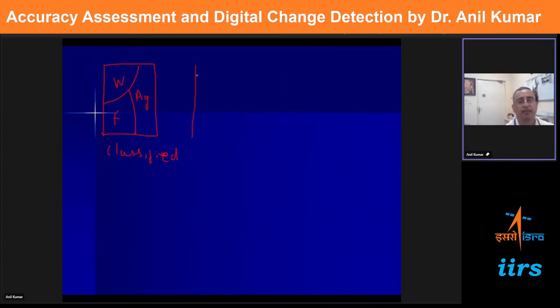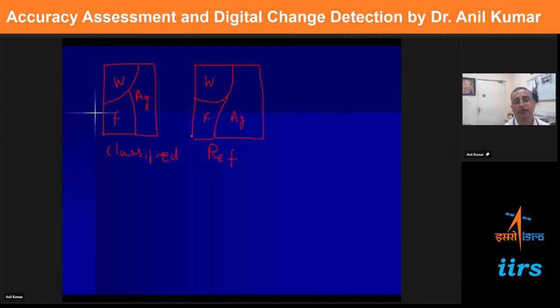Then the second map is the reference map, which is generated from the ground truth data. We know the water is here on the ground, agriculture is here, and forest is here. We can go to the ground and create reference sample points and a reference map, or we can use a previously mapped map generated by somebody with very good accuracy as a reference map.